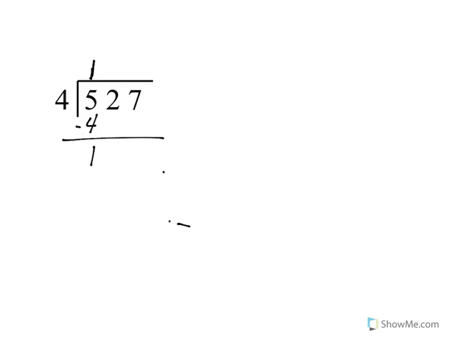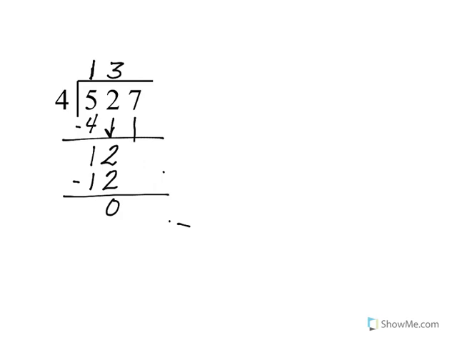Now we think to ourselves, okay, 1, is it less than our divisor? And 1 is less than 4, so so far so good. Now we're going to bring our 2 down. And we ask ourselves, 12 divided by 4 is 3. And 3 times 4 is 12. We subtract that, and we end up with 0. Again, 0 is less than our divisor, 4, so we're good.